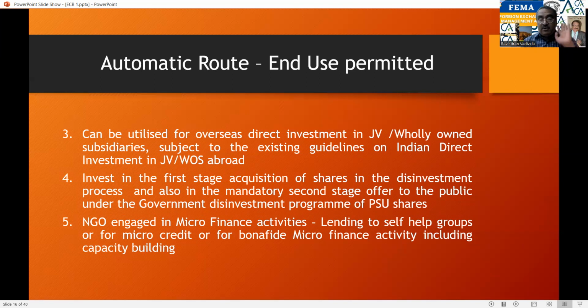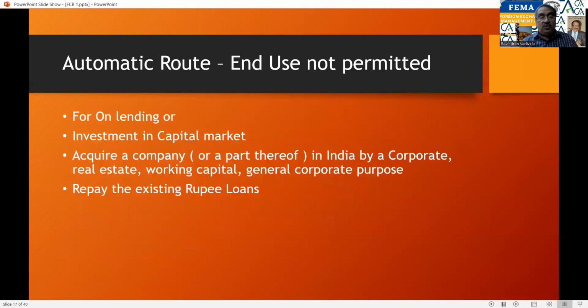And lending to self-help groups: it is restricted only to lending to self-help groups, or for microcredit, or for bona fide microfinance activity, including capacity building. That's why in recent times microfinance has seen tremendous growth, because they are eligible to get ECB. But this microfinance activity should be managed or done by the NGO.